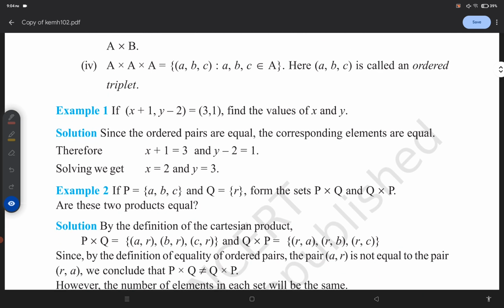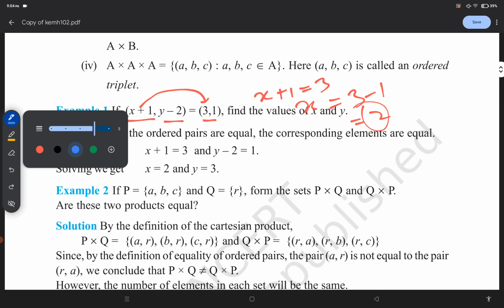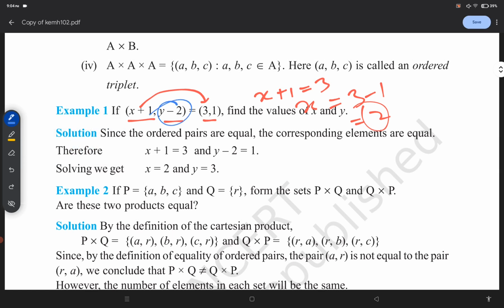Find the values of x and y: x plus 1 equal to 3, y minus 2 equal to 1. For x plus 1 equal to 3, x equal to 3 minus 1 equal to 2, so x equal to 2. For the next relation, y minus 2 equal to 1, that is y equal to 1 plus 2 equal to 3. That's clear.